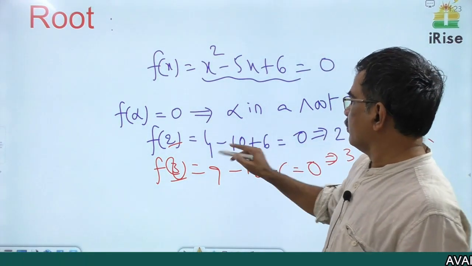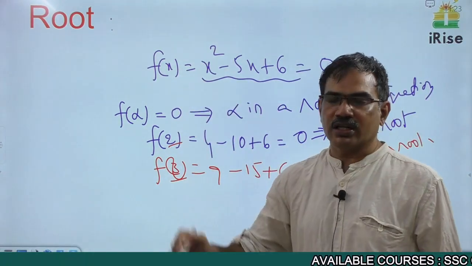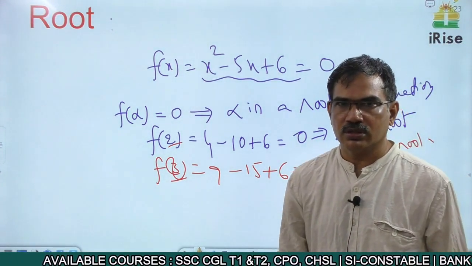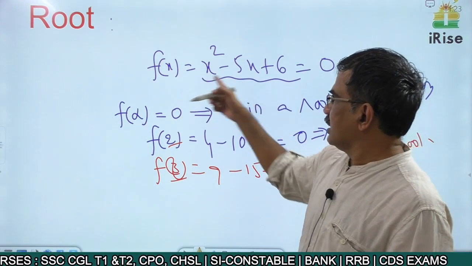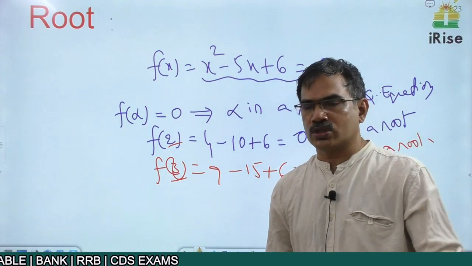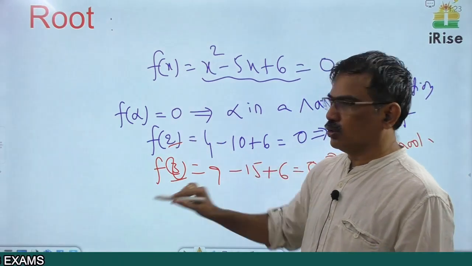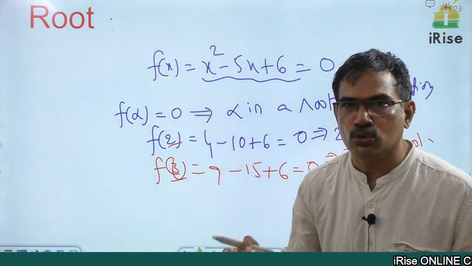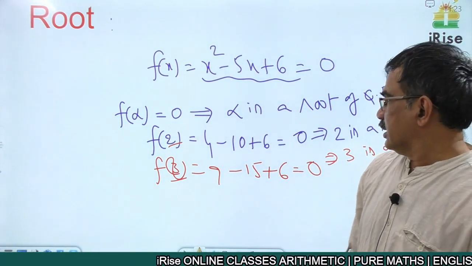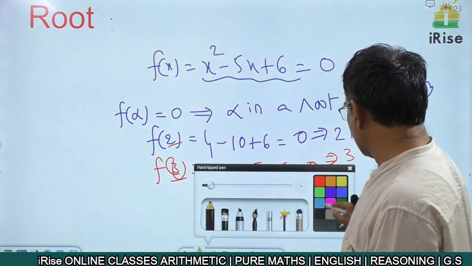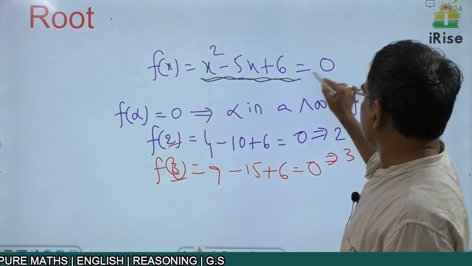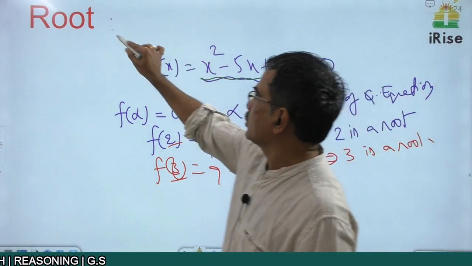The values of the variables which satisfy the quadratic equation are called roots. Because it is a second degree polynomial equation, it has 2 roots. Okay, 2 roots. So a quadratic equation has 2 roots. Understood? But I want to give one more concept here. If this is an equation, it has roots.